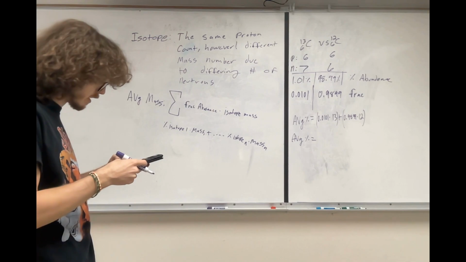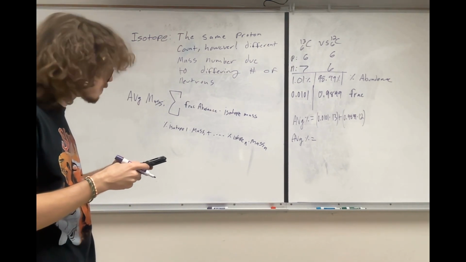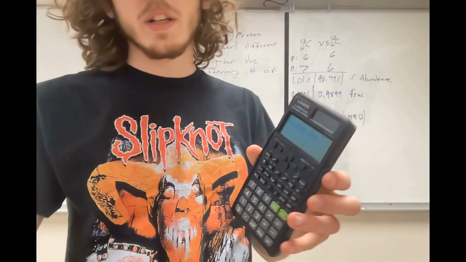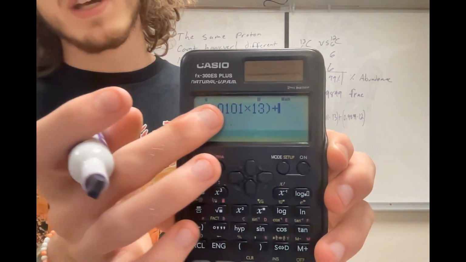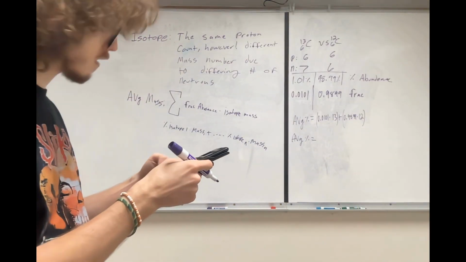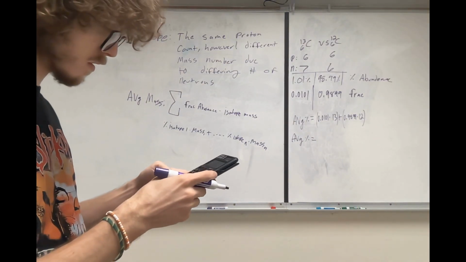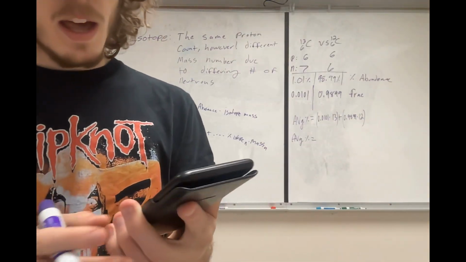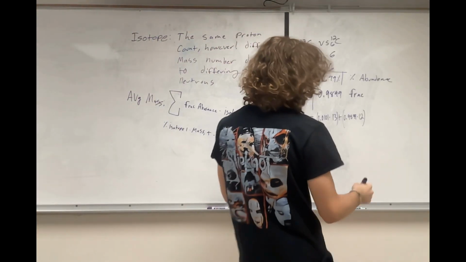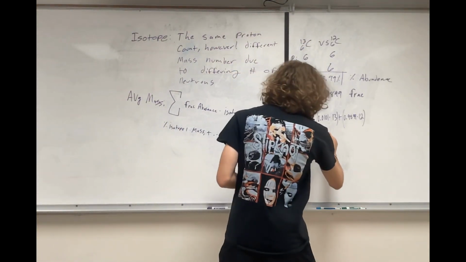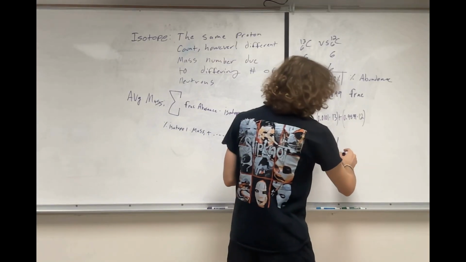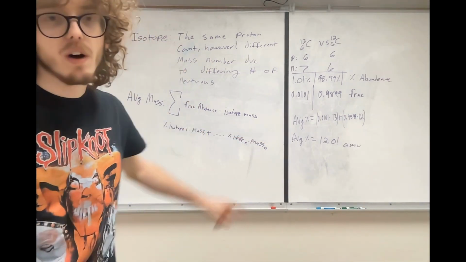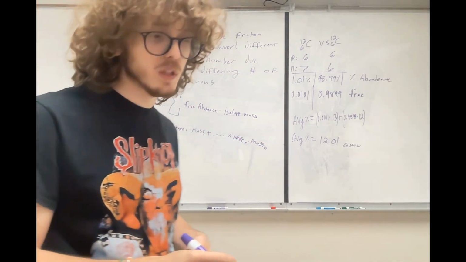So let's go ahead and calculate this, shall we? So this is how you want to type in your terms, right? So this plus that, all right? And when we calculate it, it turns out that the average mass of a carbon atom is 12.01 AMUs. All right, so the average mass, 12.01 AMUs. Hopefully you found that really cool.